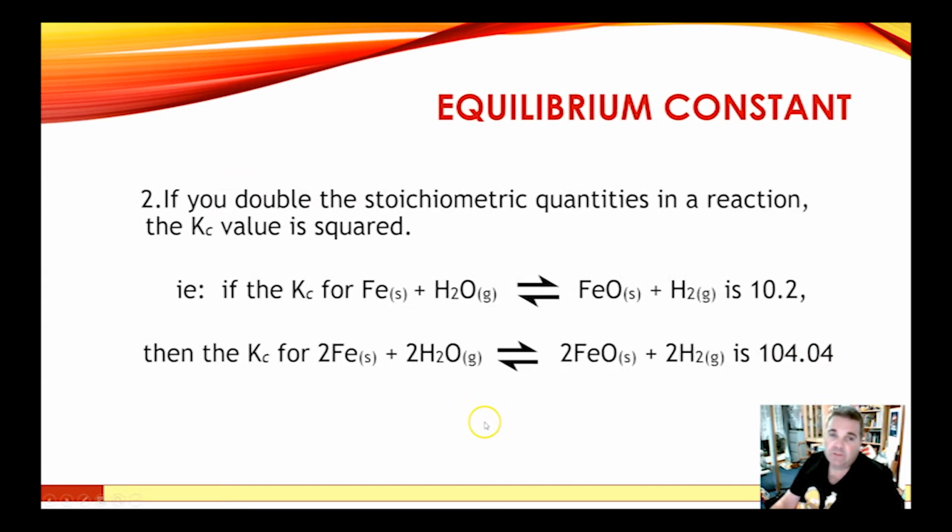The second rule is if you double the stoichiometric quantities, the Kc value is squared. That makes sense if you put this one in the Kc expression from before: you square the hydrogen gas and you square the water vapor because there's a 2 in front of each of them, so overall it's squared. We've doubled the values here from 1 to 2, 1 to 2, 1 to 2, 1 to 2, so we square this value from 10.2 to 104.04.